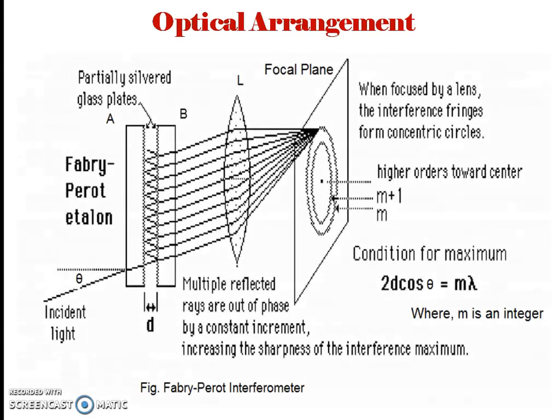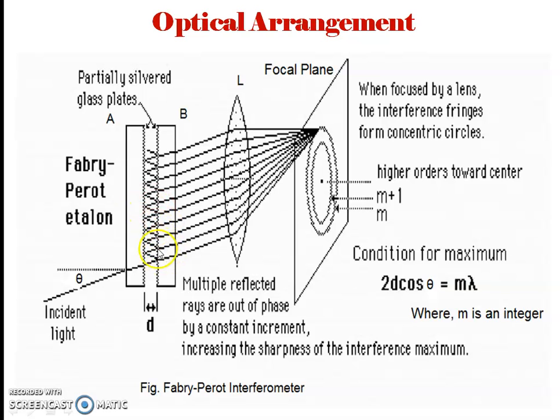Now, what is the optical arrangement of the Fabry Perot interferometer? How is it constructed, in another way we can say. This apparatus consists of two glass plates, A and B, accurately parallel to each other, which are separated by a distance D. The inner surfaces of these plates are optically plane and thinly silvered so that they reflect 70% of the incident light, being two partially silvered glass plates.